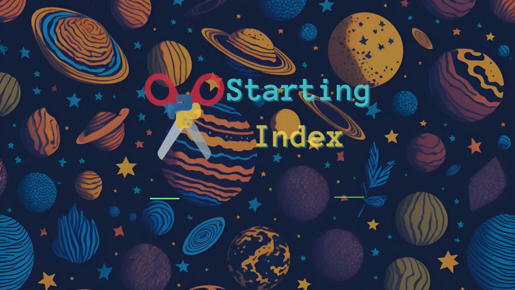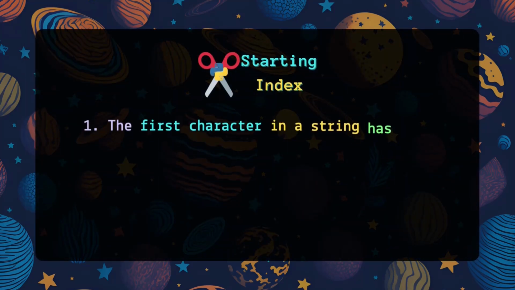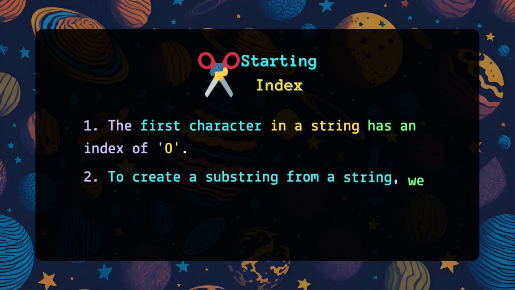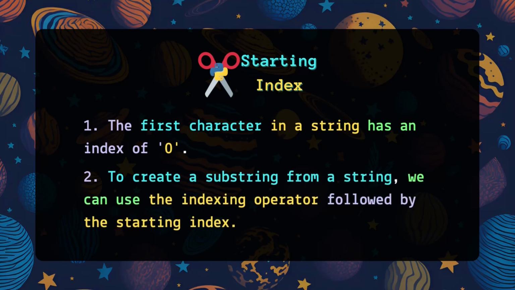Starting index. The first character in a string has an index of 0. To create a substring from a string, we can use the indexing operator followed by the starting index. For example, if we have a string variable called name, and we want to create a substring from the first part of the name, we can do the following.